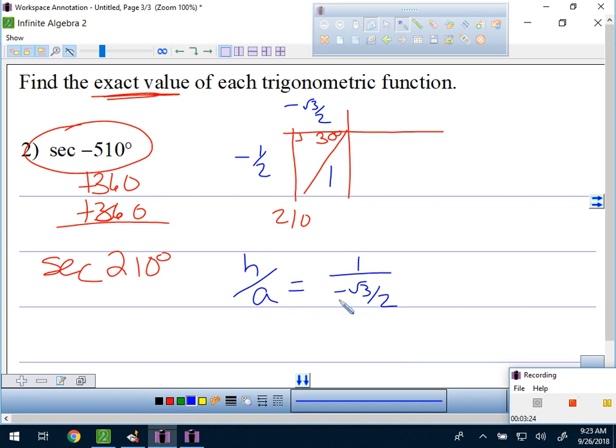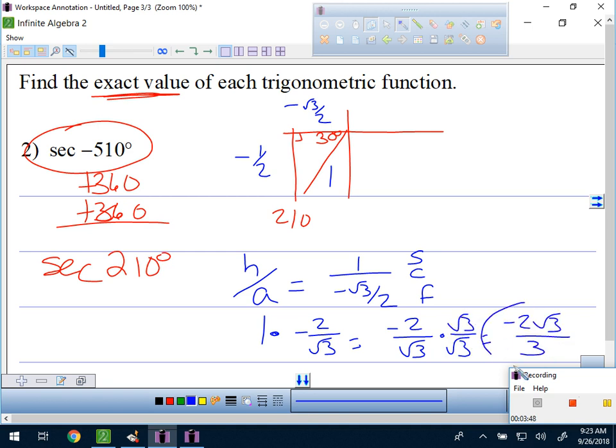Obviously, if there's not a choice that has radical 3 and 2 in it, then something must be wrong. But even more so, I couldn't leave it like this. I'd have to say, change, flip, so I'd get 1 times negative 2 over radical 3, which would give me negative 2 over radical 3, which I can't leave like that either. I rationalize it, so my answer should be negative 2 radical 3 over 3.